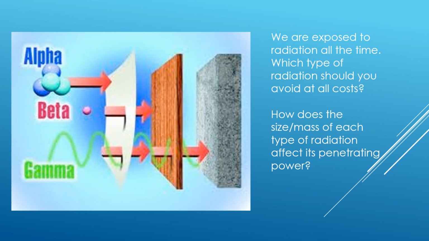So this says, how does the size or mass of each type of radiation affect its penetrating power? And the conclusion that I want to come to is that the bigger the particle is, the less penetrating its power. So the bigger it is, the easier it is to block that particular type of radiation.